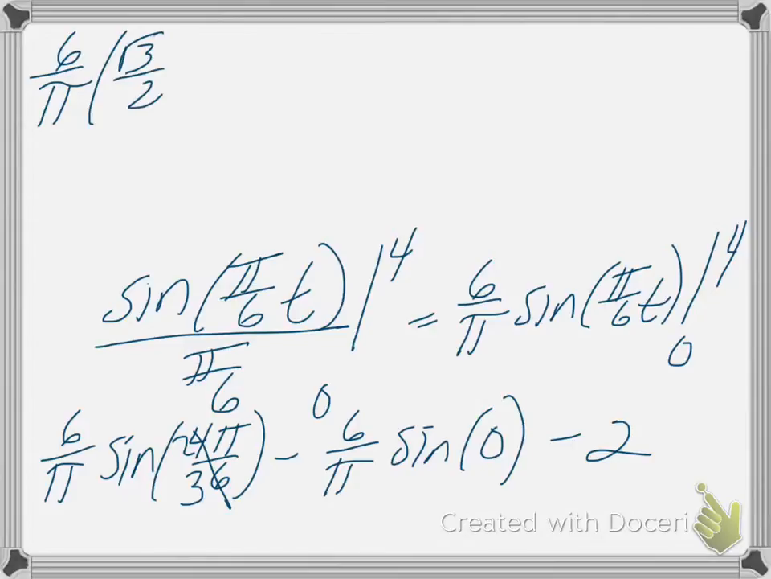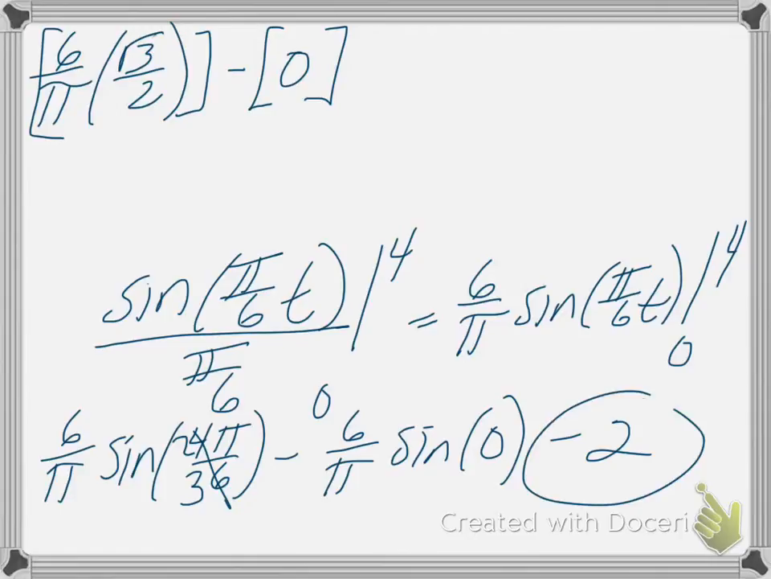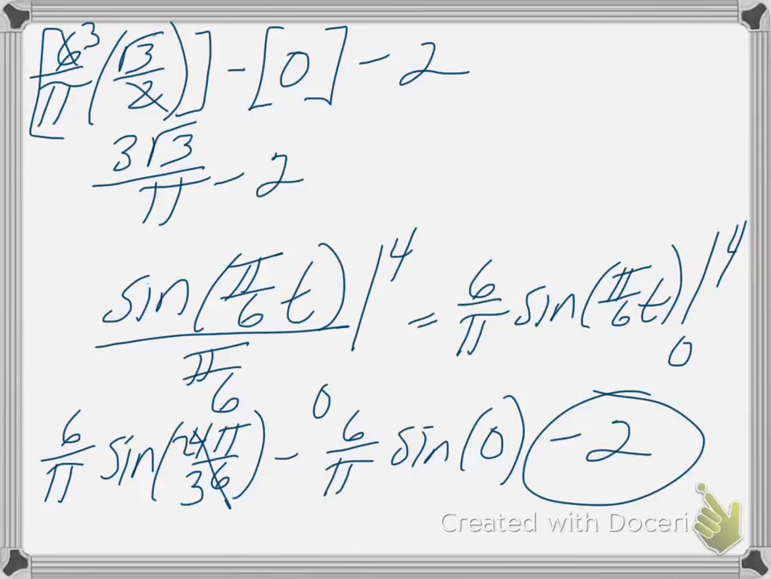That was from the unit circle. So it's this piece, minus, I'll just put it in here in case you forgot, it was 0, and then you still have to subtract this 2. Okay, so simplifying, 2 goes into 6 3 times, so we have 3 radical 3 over pi minus 2. And that was the answer, and we're finally done.